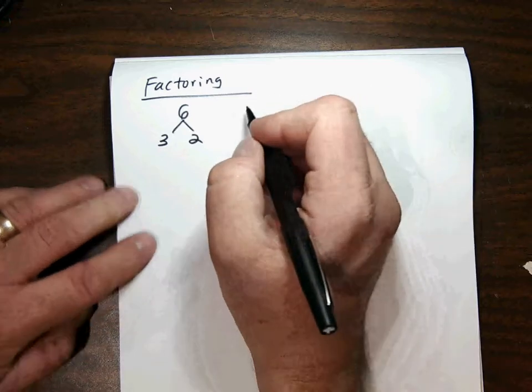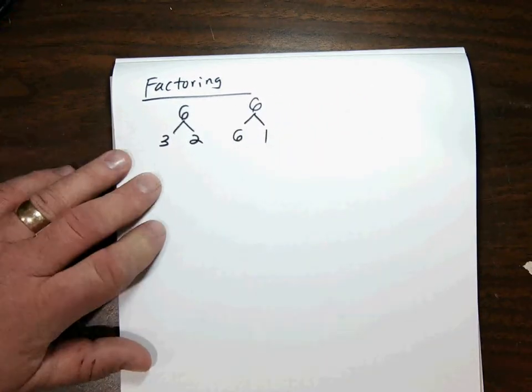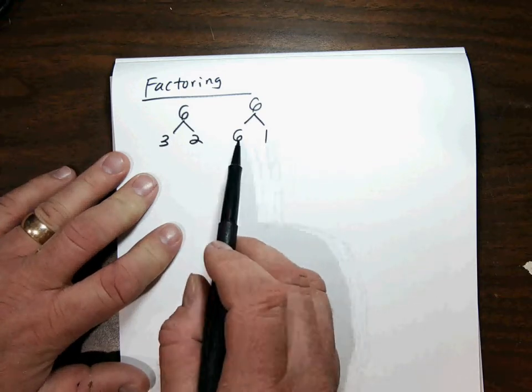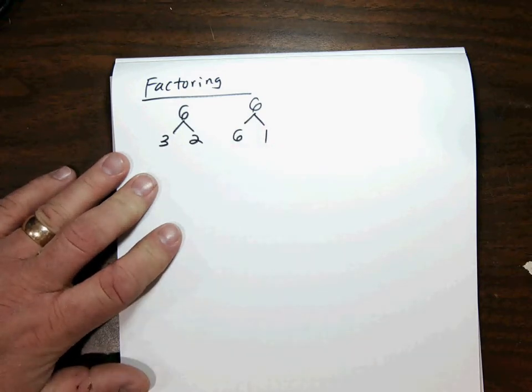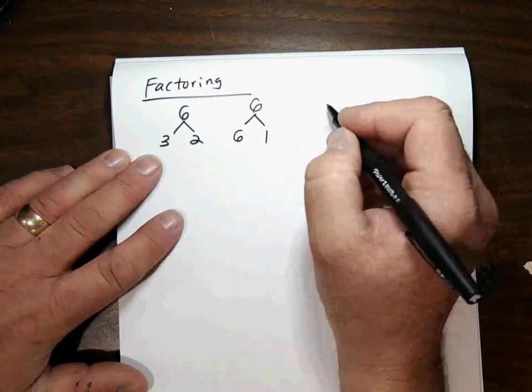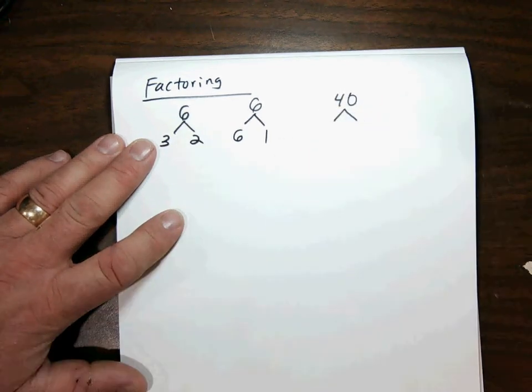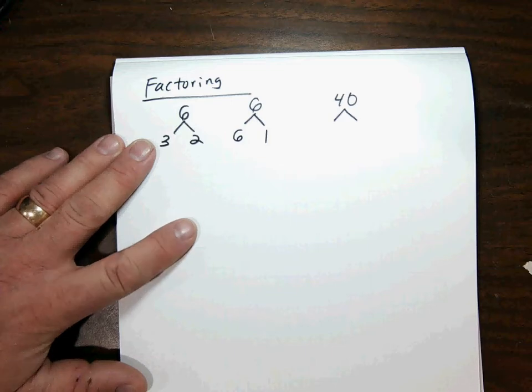Now technically I can take a 6 and I can break it up into 6 times 1, and I still call those factors, even though it's the same 6. 6 times 1 would be factors of 6. 3 times 2 would be 2 different factors of 6. I like to use this little factor tree diagram just for plain old factoring, but you'll see in a minute I'm going to write it slightly different.